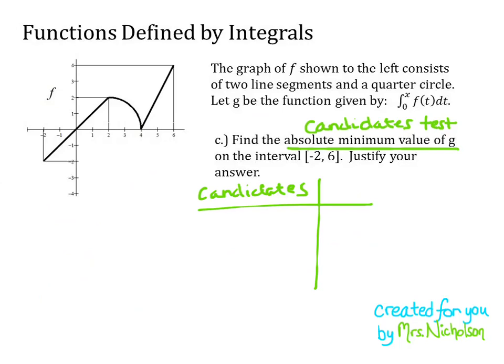And notice that it's the absolute minimum of g, so I need to be finding the value of g at these points. And again, let me take just a quick moment to annotate over here on the side since I'm on a new graph.